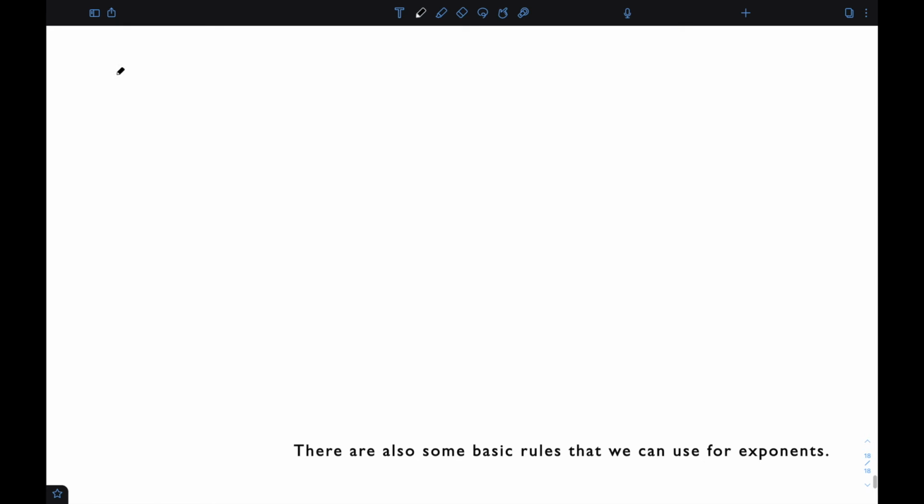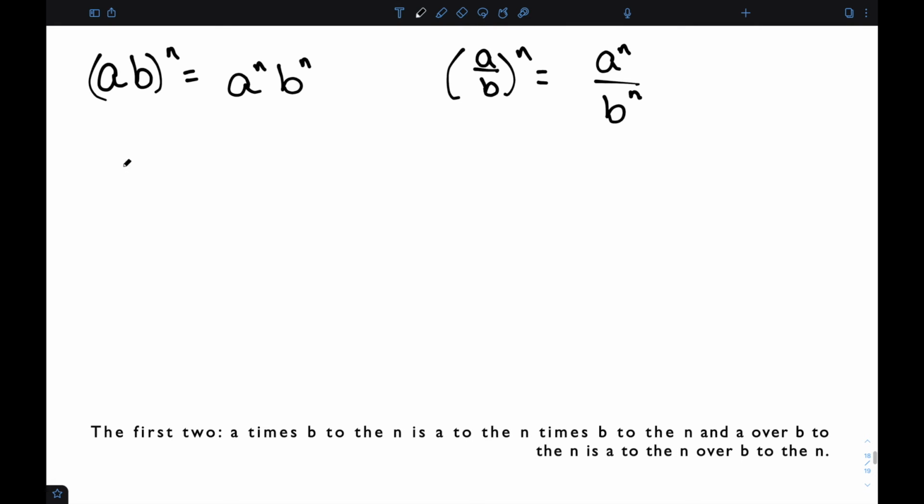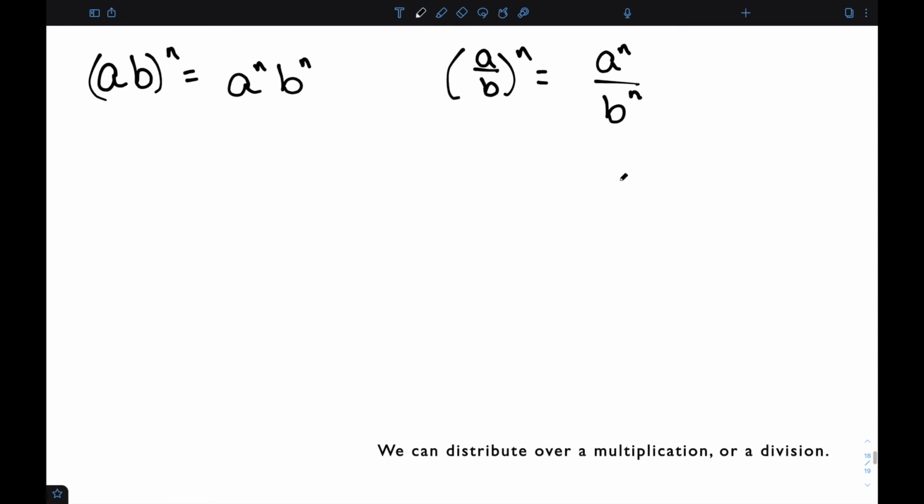There are also some basic rules that we can use for exponents. The first two: a times b to the n is a to the n b to the n, and a over b to the n is a to the n over b to the n. We can distribute over a multiplication or a division.